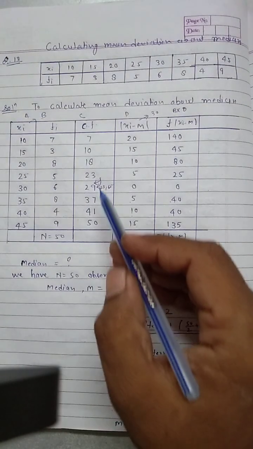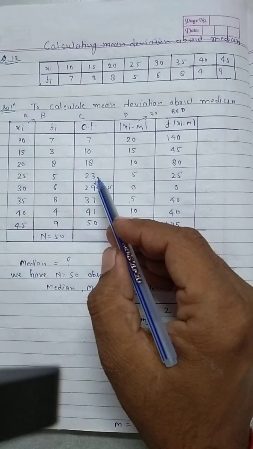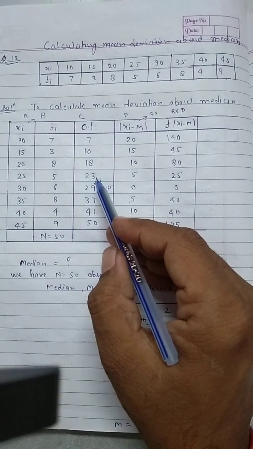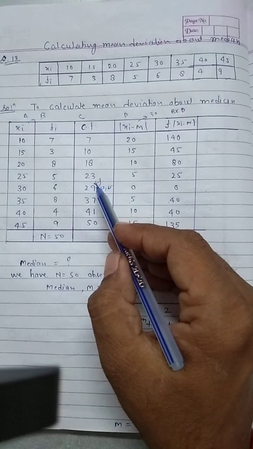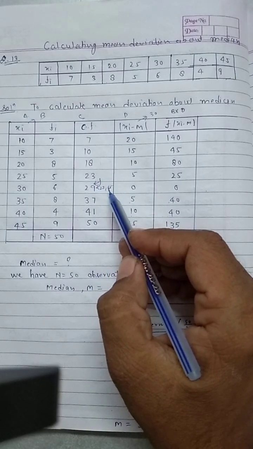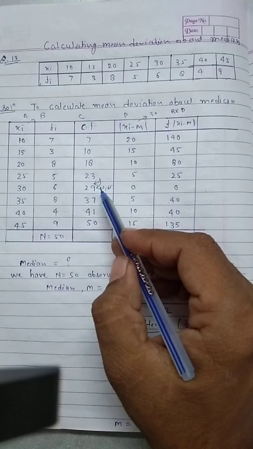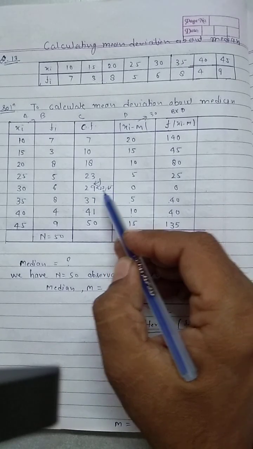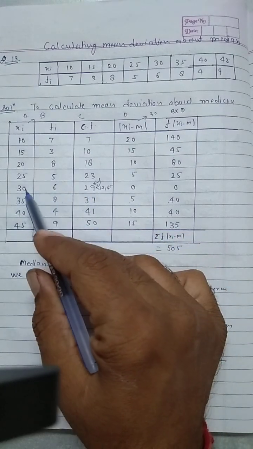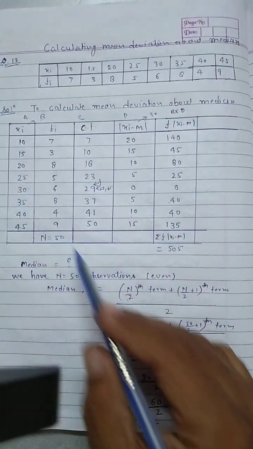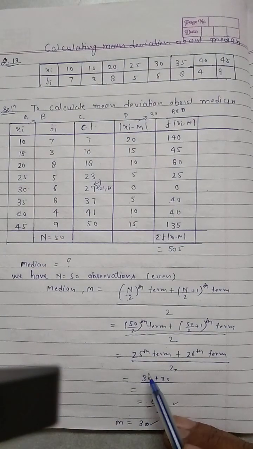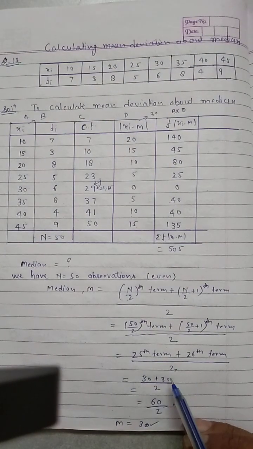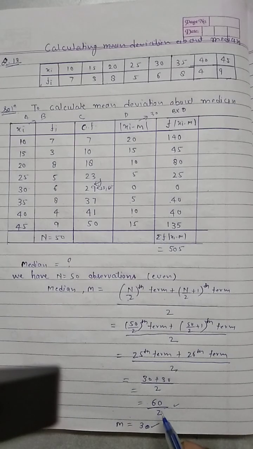So for this, our cumulative frequency table shows that the observations which are coming after 23 are 24, 25 and 26 up to 29, and it also shows that 25th term and 26th term both have the value of 30. So 25th term is 30 and 26th term is again 30, divided by 2. Calculating the value of m, we get the answer as median of the given data is 30.